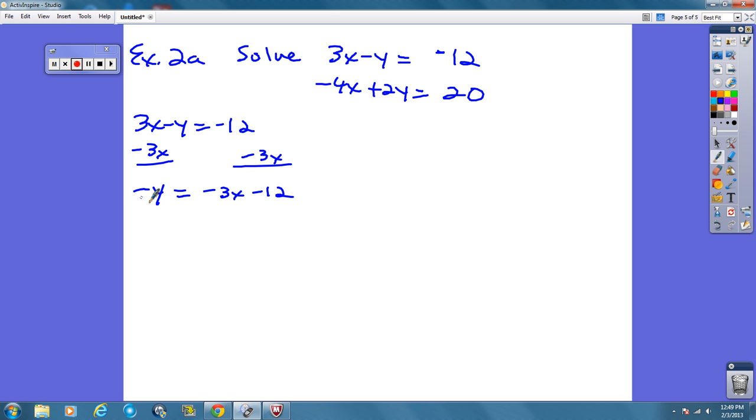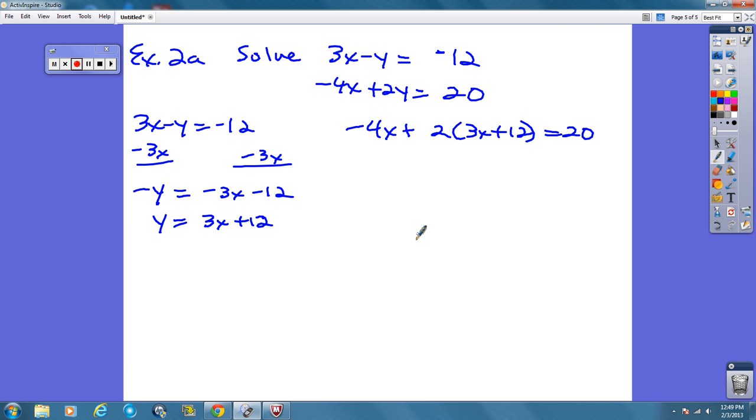So you can either divide through by -1 or I'm going to multiply through by -1. So y equals 3x plus 12. If you notice, all I did was change all the signs. Make sure you go all the way across the equation and then it doesn't matter. So now I'm going to replace this y with 3x plus 12. So we're going to have -4x plus 2 times 3x plus 12 equals 20.